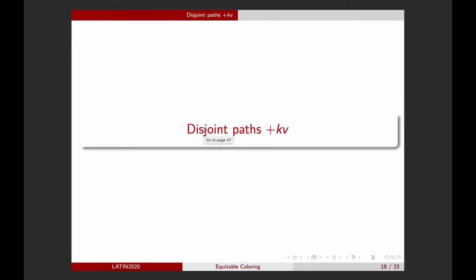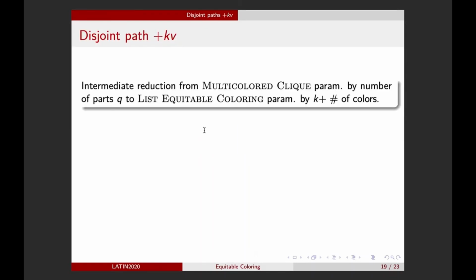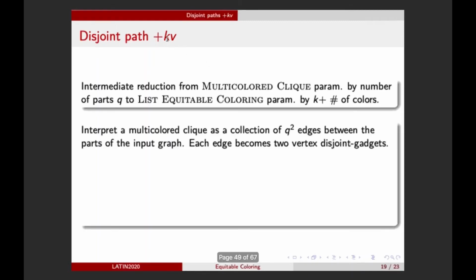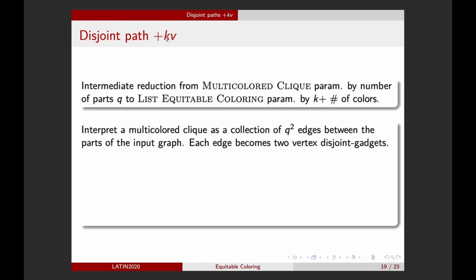Finally, for disjoint paths plus KV vertices, we're going to show that it's doubly hard by an intermediate reduction from multicolored clique, parameterized by the number of ports, to list equitable coloring by the number of colors plus the size of the modulator. And how do we do this? Well, we interpret a multicolored clique as a collection of k-squared edges between the parts of the input graph. And so each edge of the input to multicolored clique is going to become two vertex disjoint gadgets.